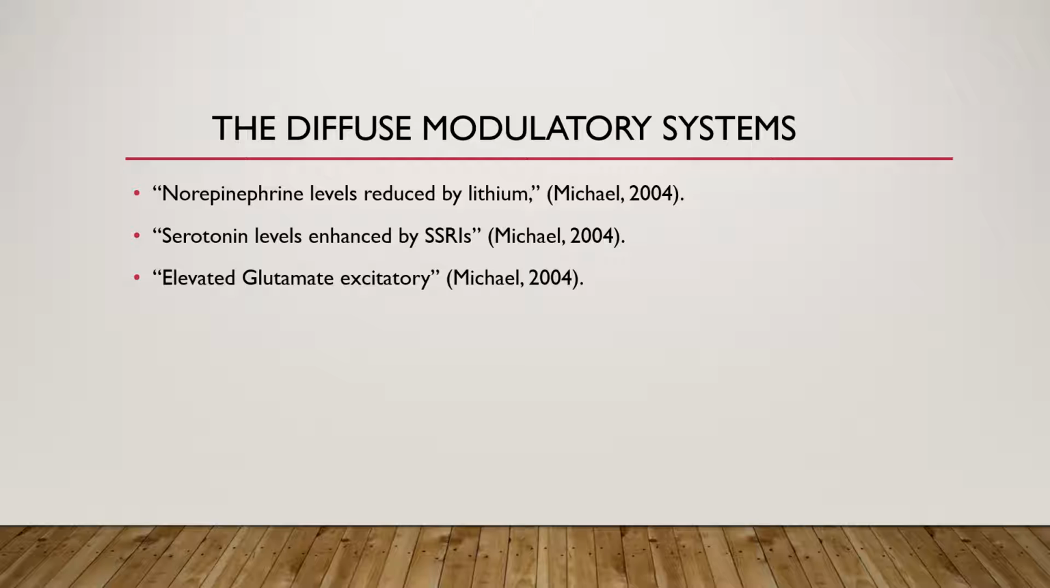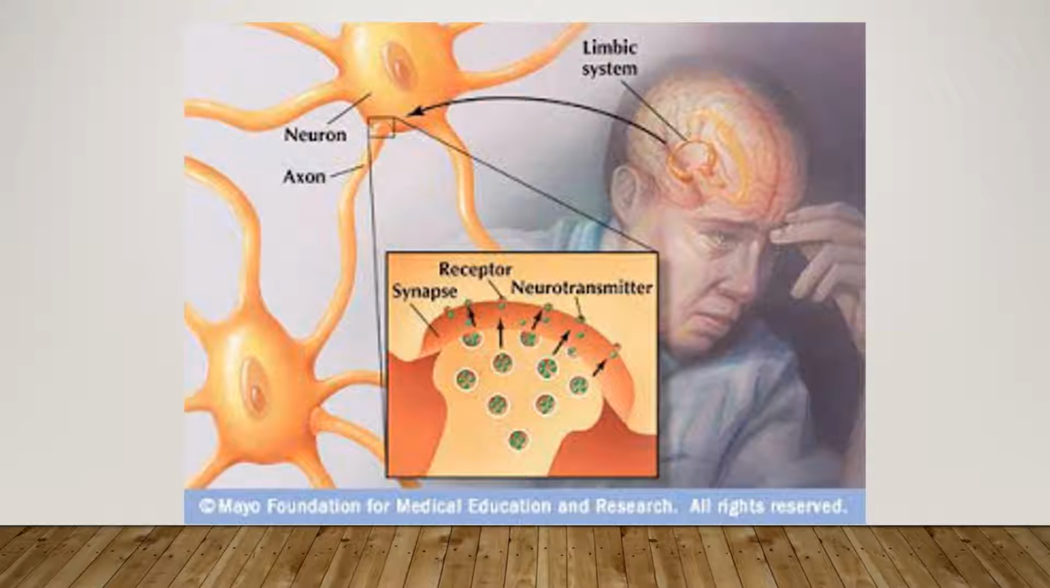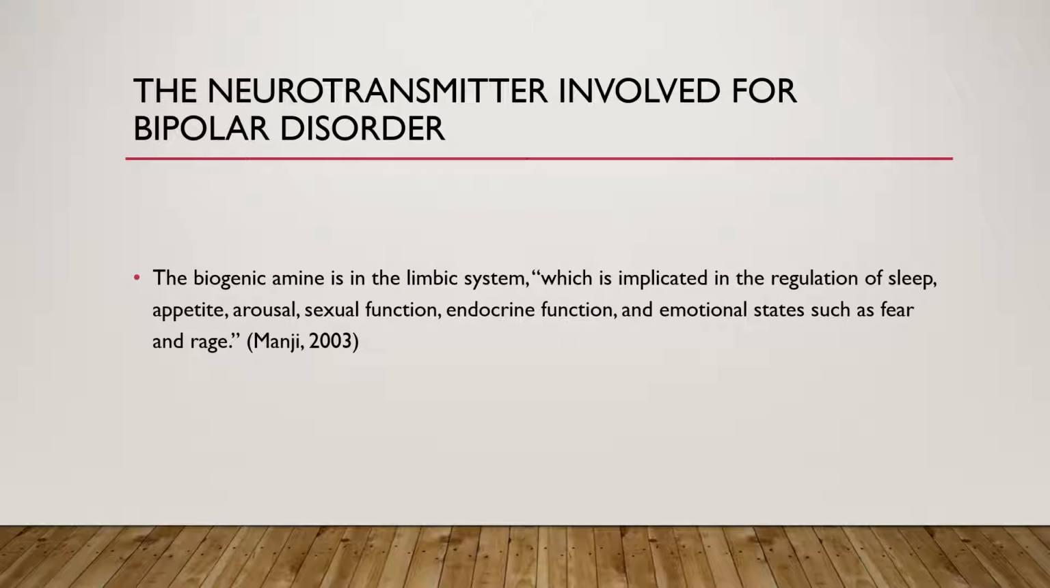And the last one we're going to discuss before we discuss the treatment is the neurotransmitters involved in bipolar disorder. The neurotransmitters involved for bipolar disorder are called the biogenic amines. The biogenic amines are in the limbic system. So you wonder what the limbic system does. It is implicated in the regulation of sleep, appetite, arousal, sexual function, endocrine function, and emotional states such as fear and rage.